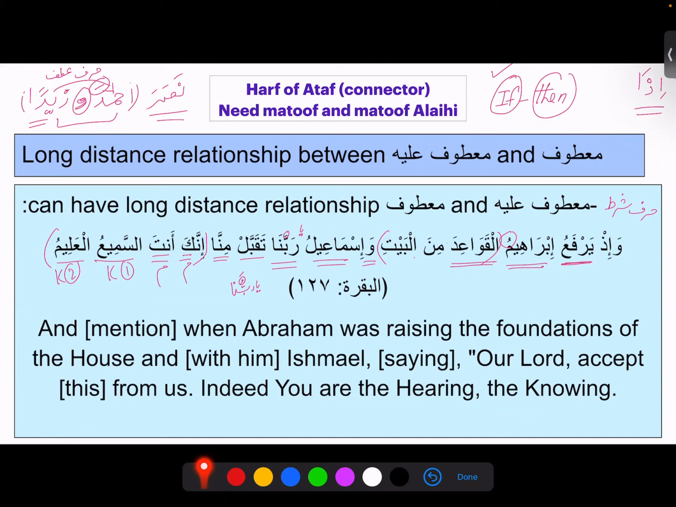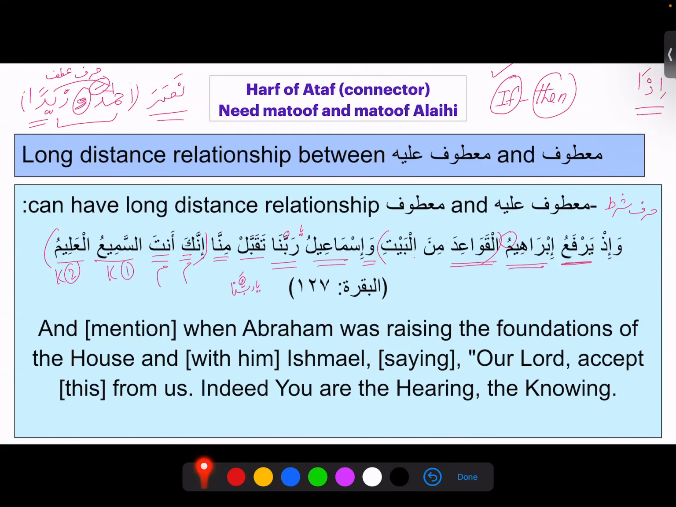Because matuf has two ingredients, right? So matuf and matufun alayh. Matuf is the one coming after the waw, and the part before the waw would be matufun alayh. And basically they can be one bucket.